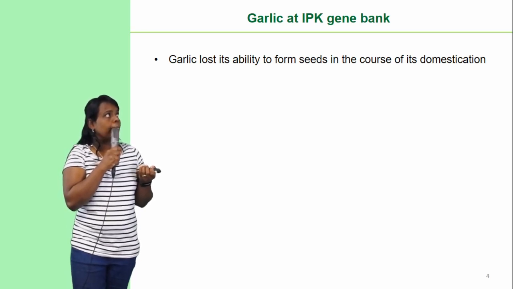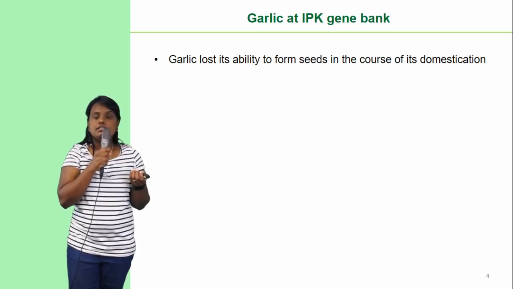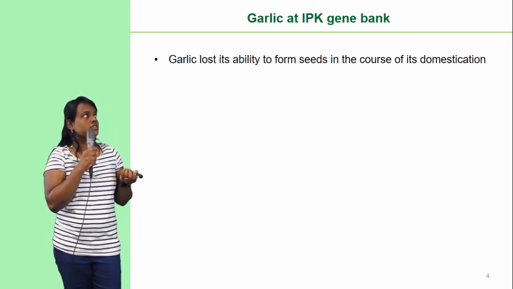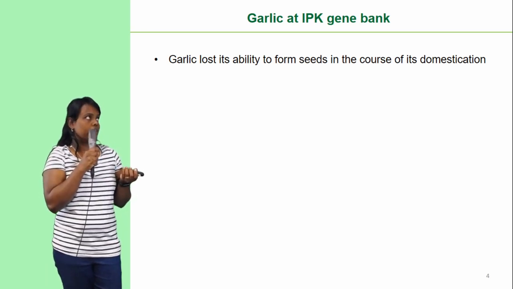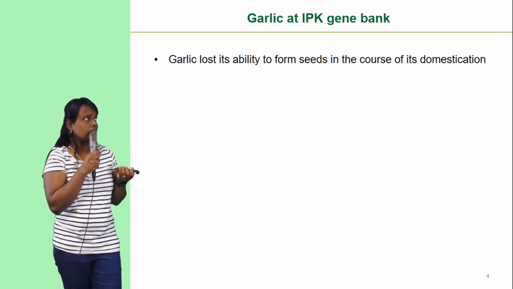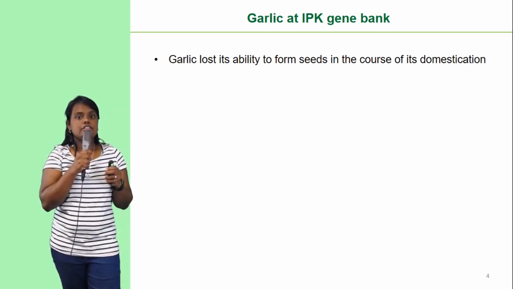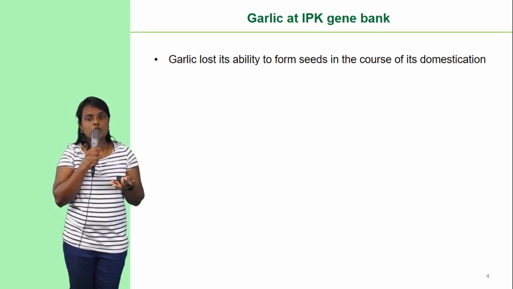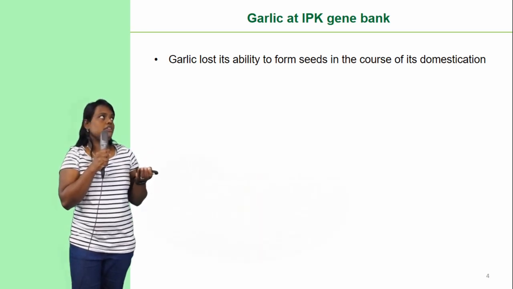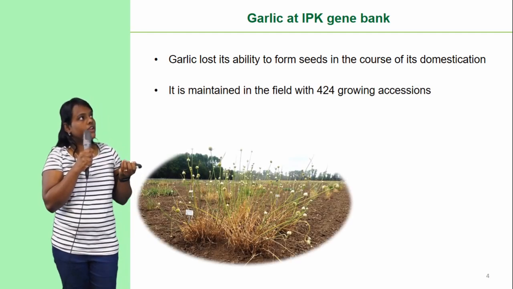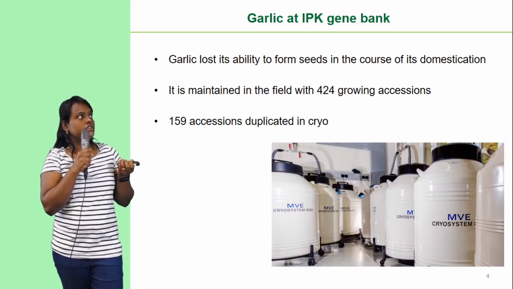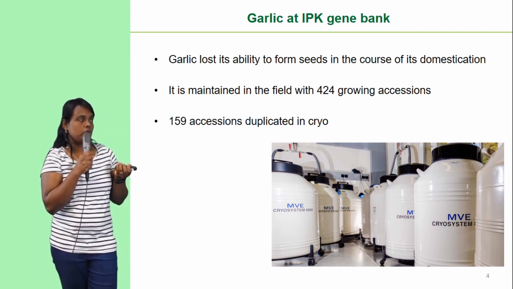Garlic is sterile. It lost its ability to form seeds in the course of its domestication. As we all know, for many centuries garlic has been clonally propagated, which has resulted in a bottleneck effect on genetic variation. Field maintenance of garlic is difficult because of abiotic and biotic factors, and each year susceptible accessions are disappearing. At IPK, 424 growing accessions are maintained in the field, and we have 159 accessions which are duplicated in cryo.